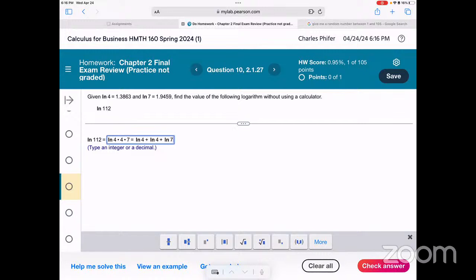So all we do is say 2 of the first one plus 1 of the second one, and we're good, right? I'm going to use my calculator, but I feel like the main thing is that we know we can split this up and use the product rule. The log of the product is the same as the sum of the logs, right? Siri, what's 2 times 1.3863 plus 1.9459?